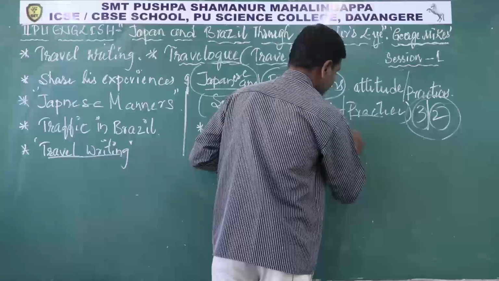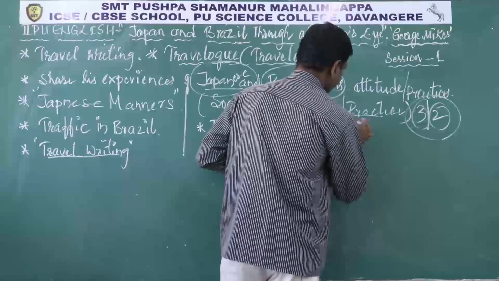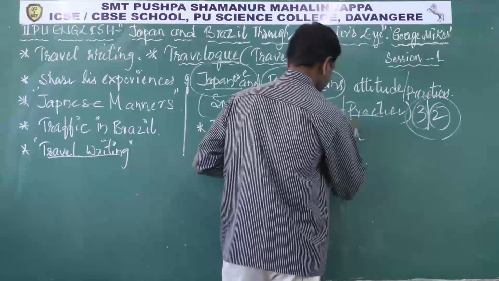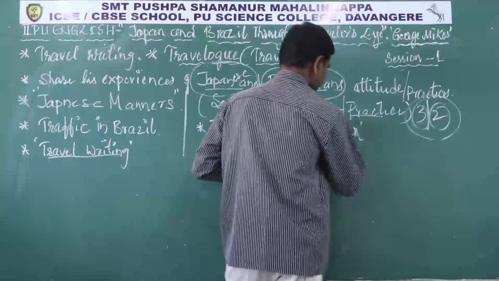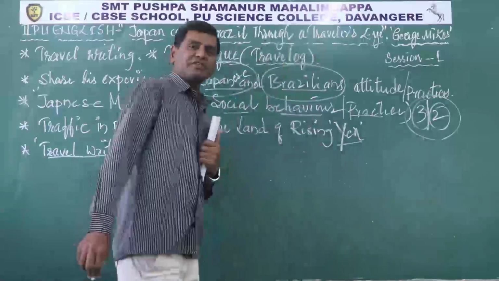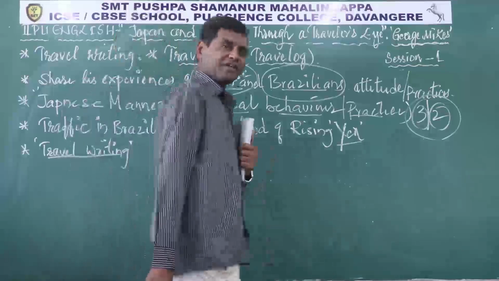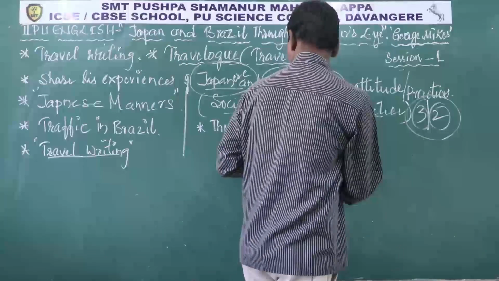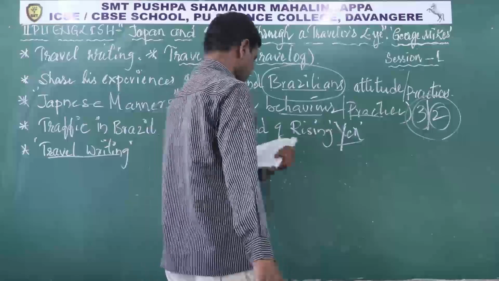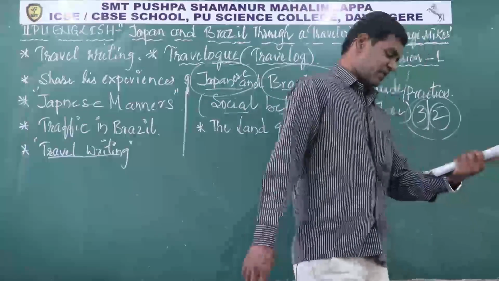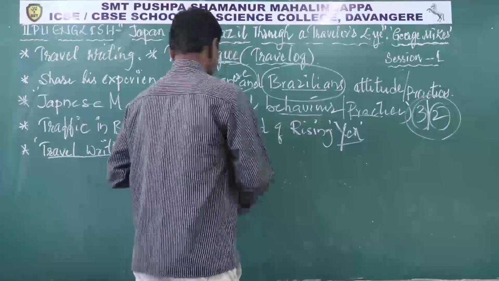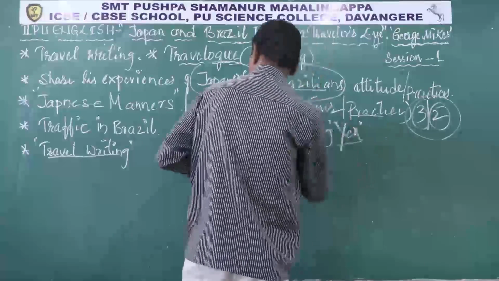Rising Yen, he says. Actually, it is sun, isn't it? You are familiar with that. But he uses yen here. Why? Because it is the currency of Japan, isn't it? So that is why he gives an interesting title to one of his books here: The Land of Rising Yen.